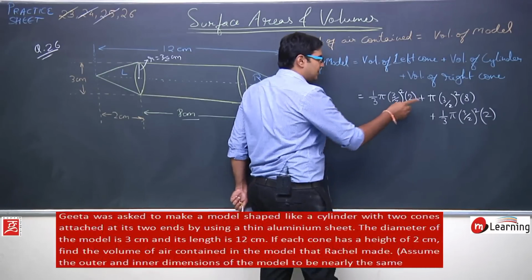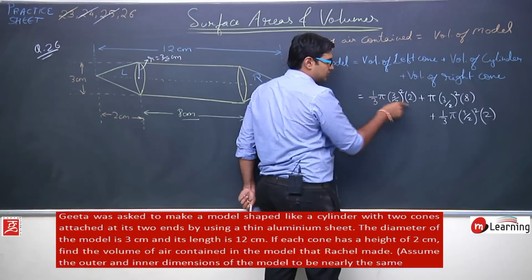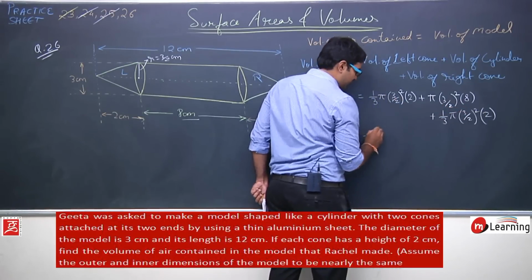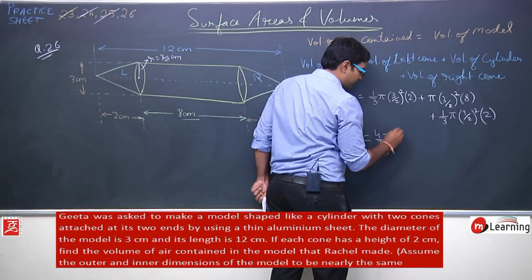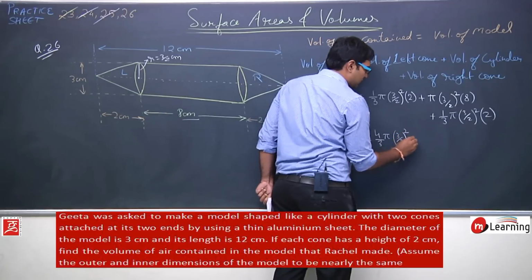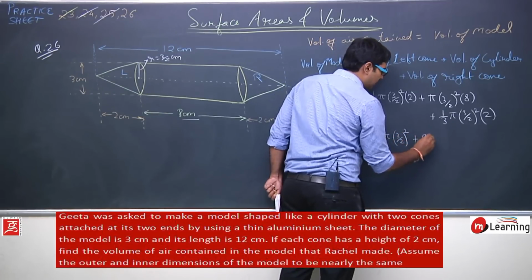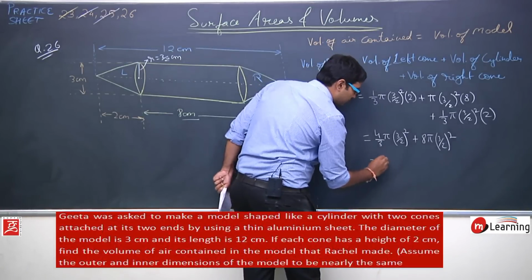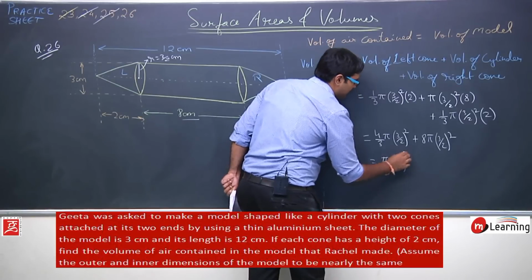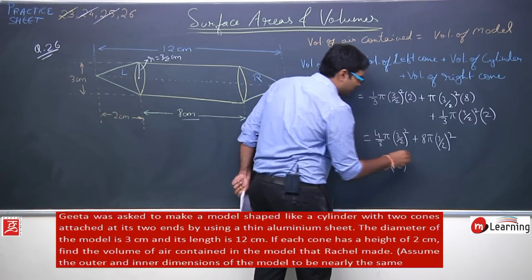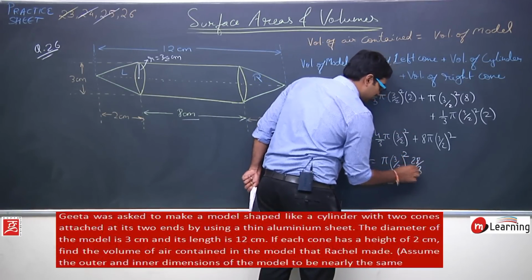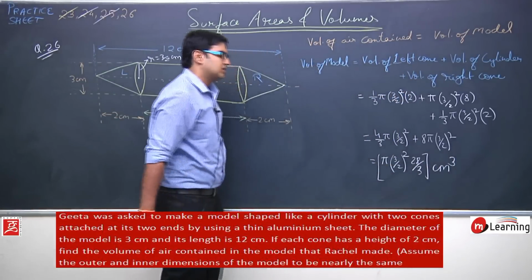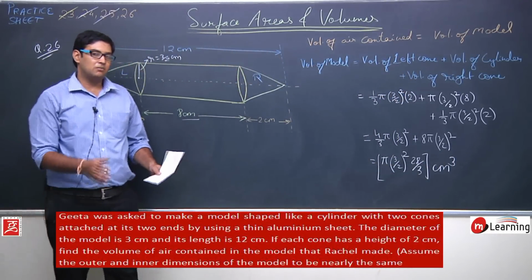So just add these two values. This will give you 1/3 pi r square into 2. This is also the same. So this will be 2 times 2 by 3, which is 4 by 3 pi (3 by 2) square, plus 8 pi into (3 by 2) square. So if you take pi into (3 by 2) square common, this will give you 8 threes are 24 and 4 is 28 upon 3, in centimeter cube. Okay, this will be the volume of this model.